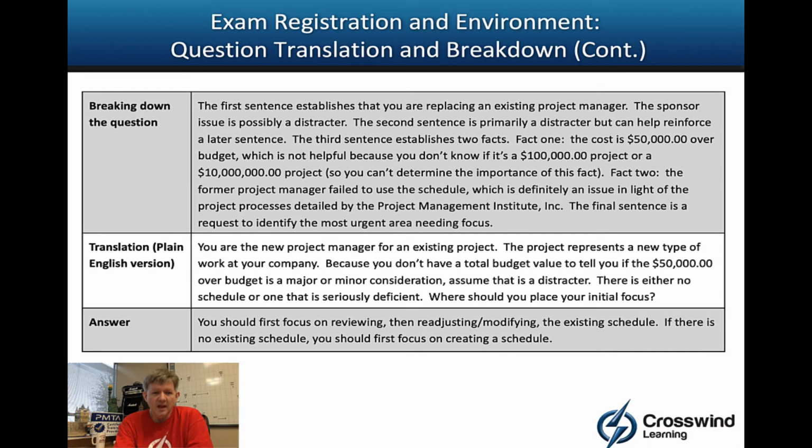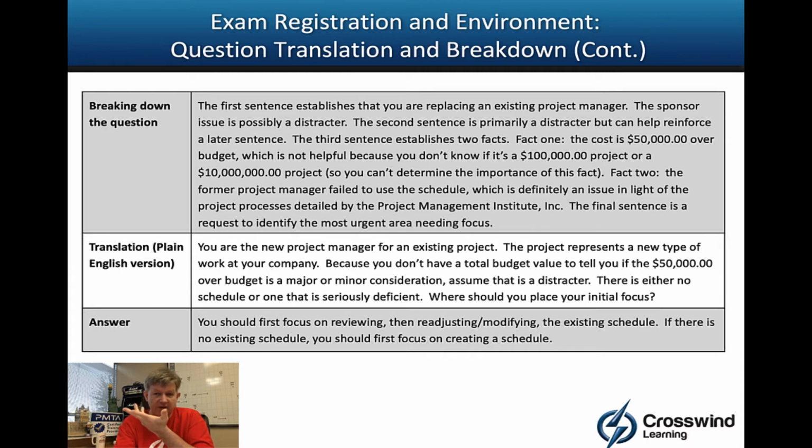Now, breaking it down. Okay, so the sponsor issue is possibly a distractor as far as the sponsor not feeling the original project manager, whatever. The second sentence about it being new at the company, possibly a distractor. I'd have to see what 4 options I had to choose from. Third sentence establishes 2 facts. Facts are huge here, and in most questions, if you can recognize them. We're $50,000 over budget. You don't know if it's $100,000 or a $10 million project, so that's potentially an issue.